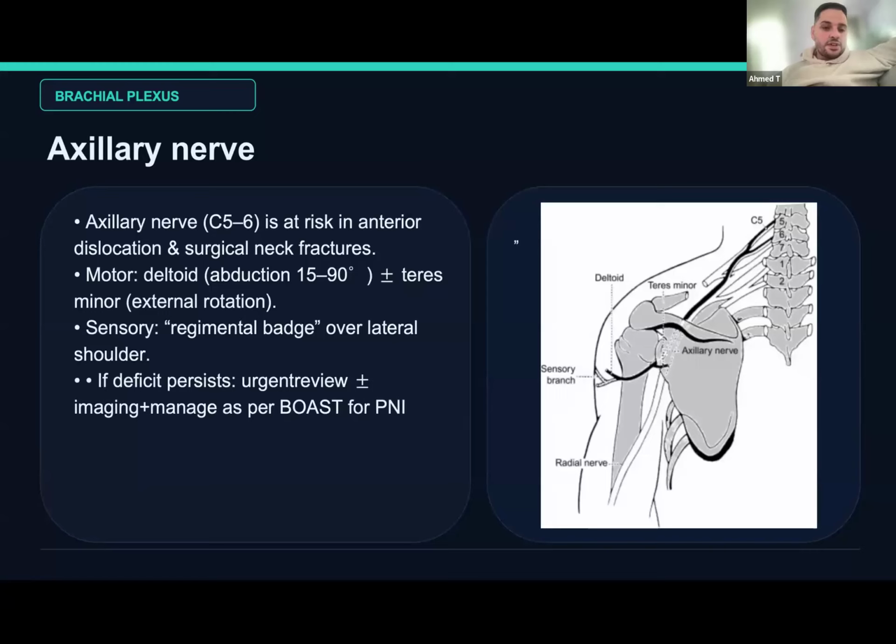So the axillary nerve root value is C5 to C6, with a very high risk of injury in anterior dislocation and surgical neck fractures. Its motor function, as you've mentioned, is abduction 15 to 90 degrees, and it also supplies the teres minor, which is responsible for external rotation. Sensory is over the regimental badge area, over the lateral shoulder. If following reduction it's still neuropraxia, it is managed as per guidelines for peripheral nerve injury.